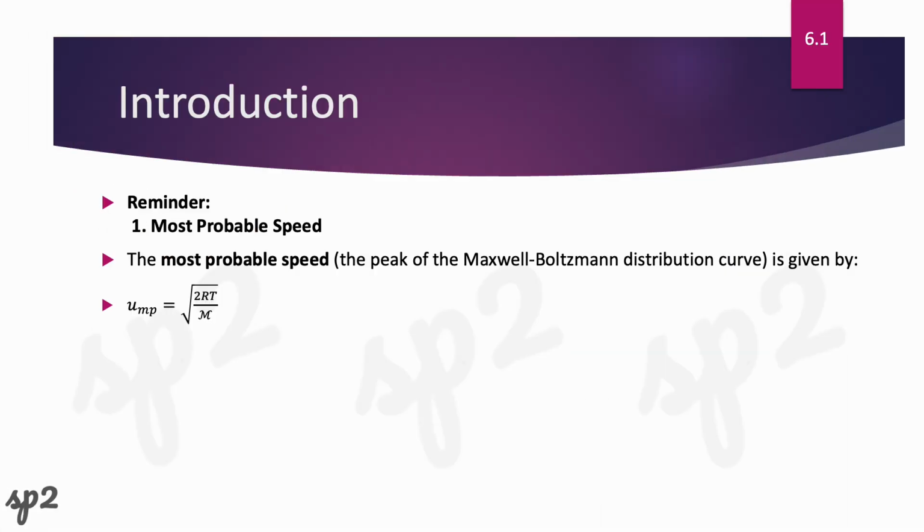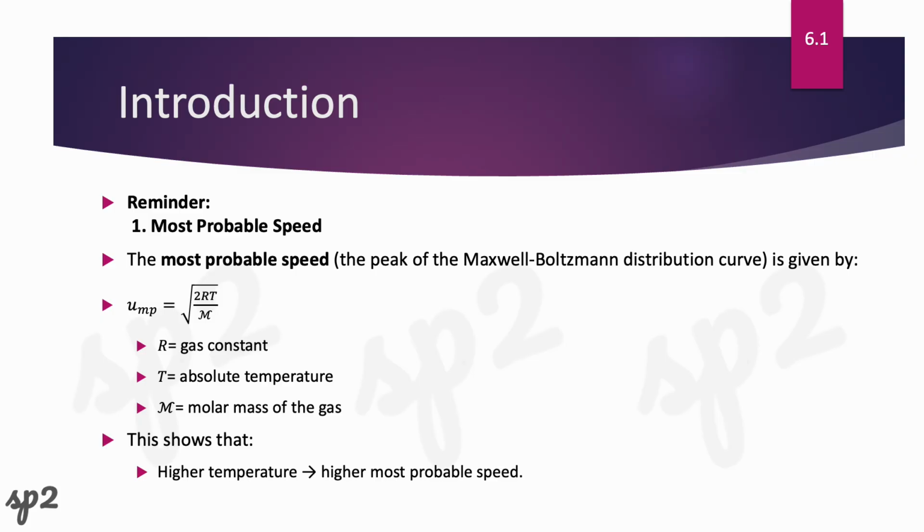Okay, so a couple of reminders. Number one, we talked about the most probable speed in one of our previous videos. That is the speed that we expect to get for the peak of the Maxwell-Boltzmann distribution, which follows this relationship, right? You take the square root of 2RT over M to calculate the most probable speed. And you probably remember the R here is the gas constant, T is the temperature that must always be in Kelvin, and then the capital M is the molar mass.